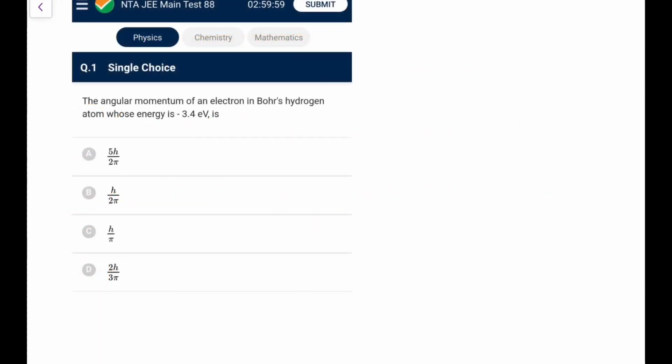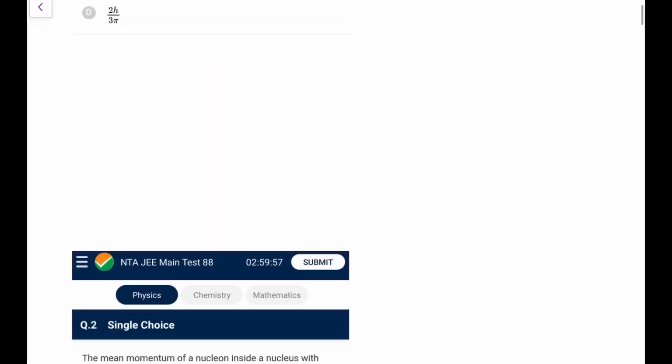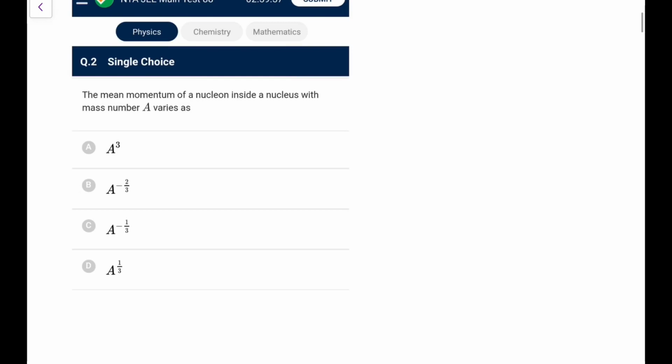First question: angular momentum of an electron in Bohr's hydrogen atom whose energy is minus 3.4 eV. You know that is the second level, E2, and we have L equal to nh upon 2 pi. So for the second state it would be h by pi, so it's an easy one to begin with. This is option C.